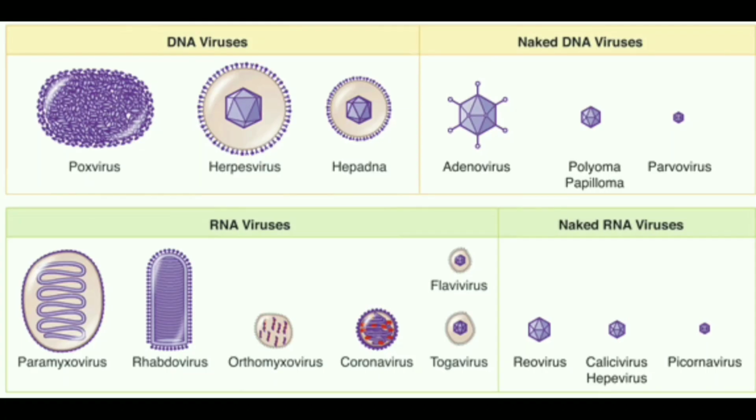As we discussed earlier, DNA viruses as well as RNA viruses are of 2 types, that is enveloped and naked, that is non-enveloped. The viruses which have an outer envelope are called enveloped viruses, whereas the viruses that do not have an envelope, that is the outer coating, are called non-enveloped or naked viruses, that is the protein envelope is missing.